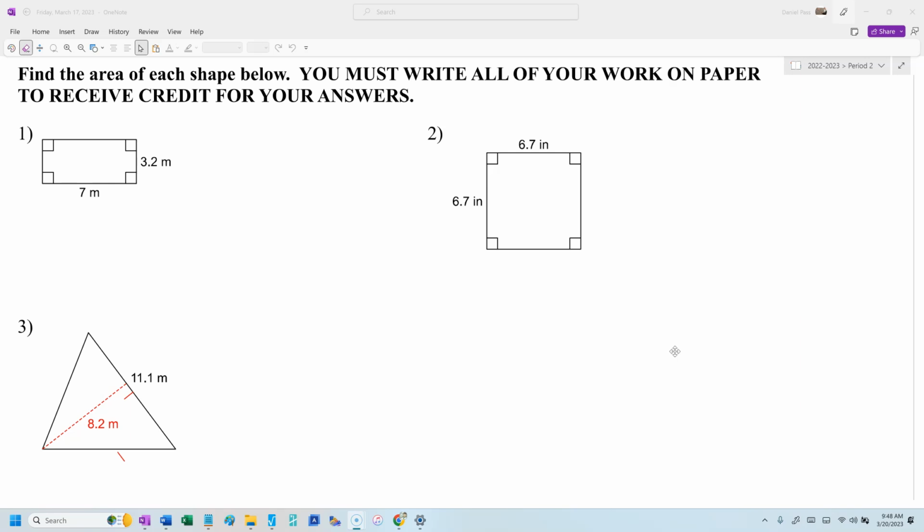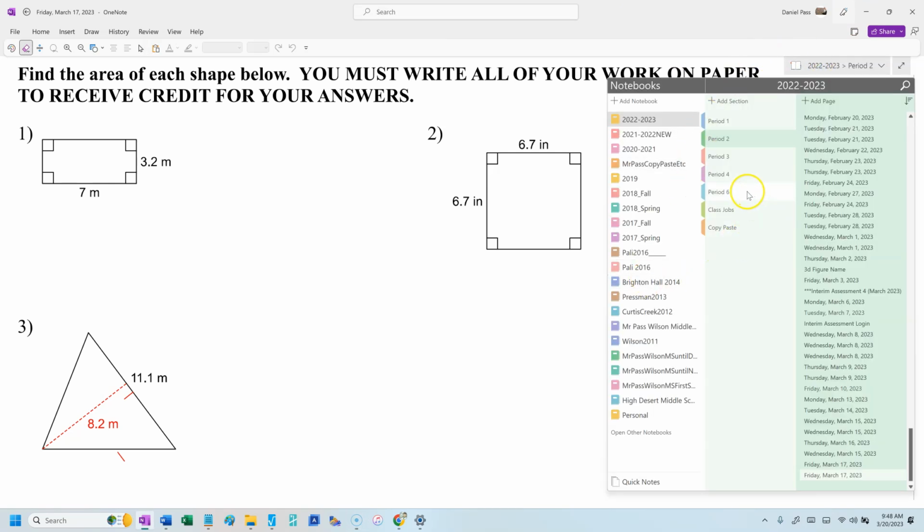Alright, hi everybody, we are back to review for our test. Now remember, this is going to be most of your grade for quarter four, so you really need to study on it. I'm going to do a super quick review.